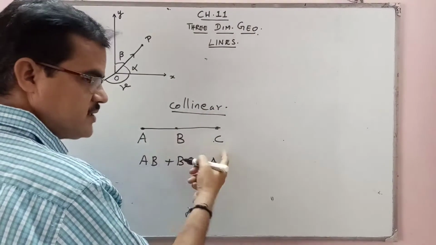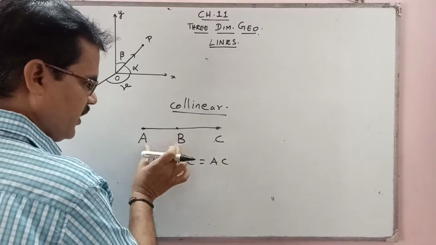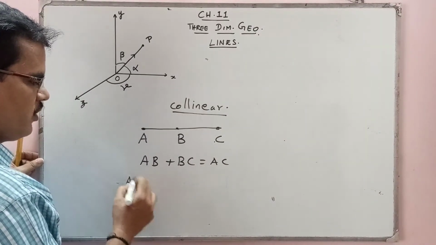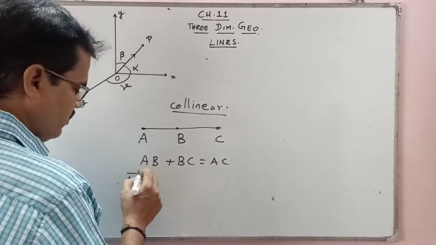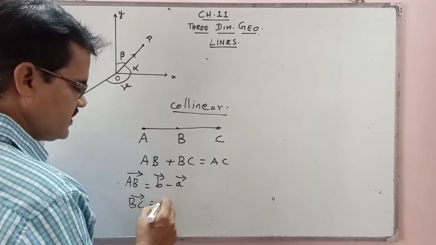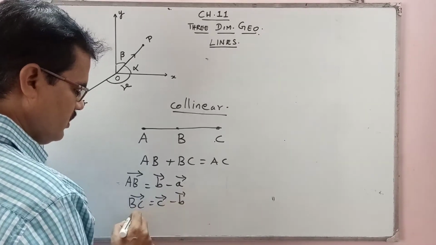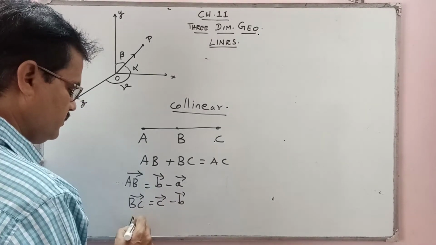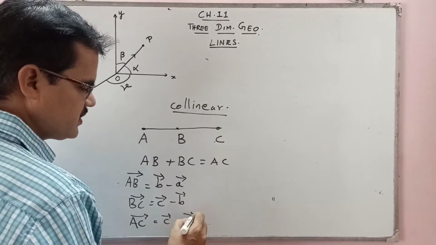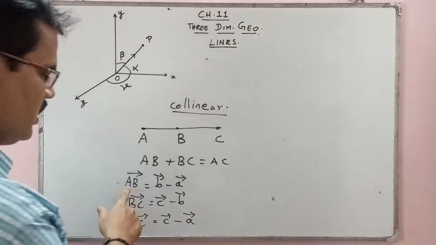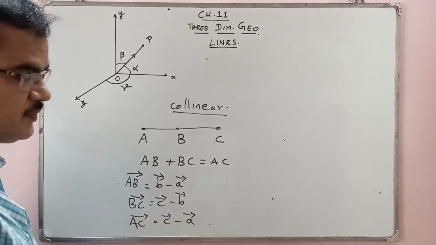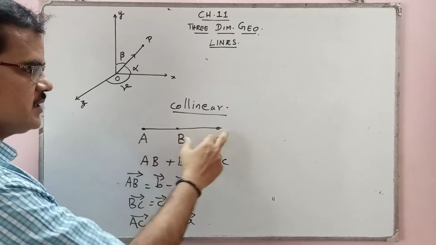When you are given 3 points or 3 vertices, you find AB, BC and AC. How will you find AB? AB vector is B minus A, BC vector is C minus B, AC vector or CA vector. If you are going with the AC vector, then C minus A. How will you remember this? For the AB vector, it is the second letter minus the first letter in small letters. C minus B, C minus A. This idea will help you to find when 3 points are collinear.